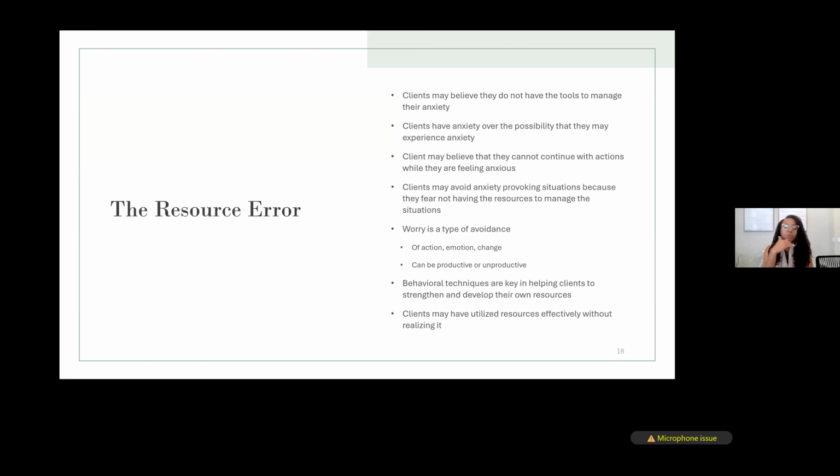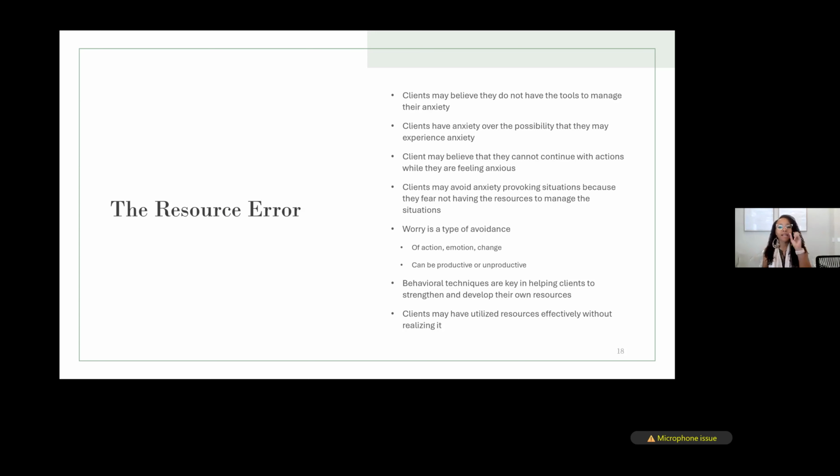The resource error. We've already alluded to the fact that often anxious clients underestimate their own resources. And so often clients become anxious about being anxious because they already think they don't have what they need to manage the anxiety. And so even if they're not anxious about the situation itself, they're anxious that they might become anxious because they don't believe that they can manage the anxiety. So we also want to pay attention to that. The anxiety is sometimes just about, oh my gosh, what if I get there and I'm anxious and I don't know how to manage my anxiety? So we can walk through that. We can help a client imagine successfully coping with a situation where they might feel anxious.